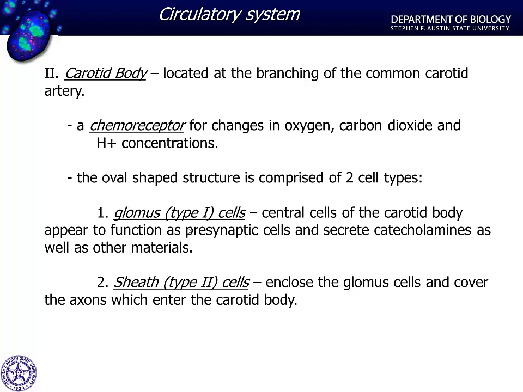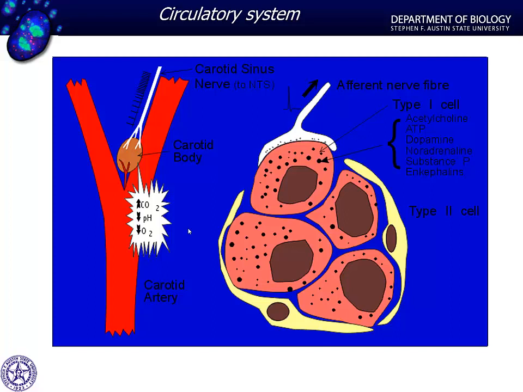When we look at neurons, for instance, we know we have presynaptic cells and we can have postsynaptic cells. Well, in this instance, these cells seem similar to presynaptic because they're going to secrete catecholamines, and they're going to secrete these in response to our pH levels of the blood. Then we look at the sheath cells. These are basically going to be the ones that cover over and form the capsule around the glomus cells, and they're also going to cover over the axons which are entering into the carotid body.